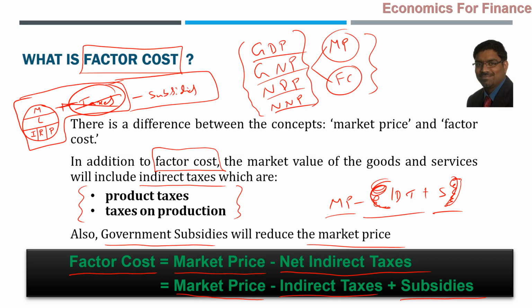That has to be added to market price in order to get factor cost, because the market price of that windmill is actually lower already. Why is it lower? Because of the government subsidy. It has to be increased with the subsidy that has been given by government, so that it becomes factor cost. That is the subsidy we are talking about.